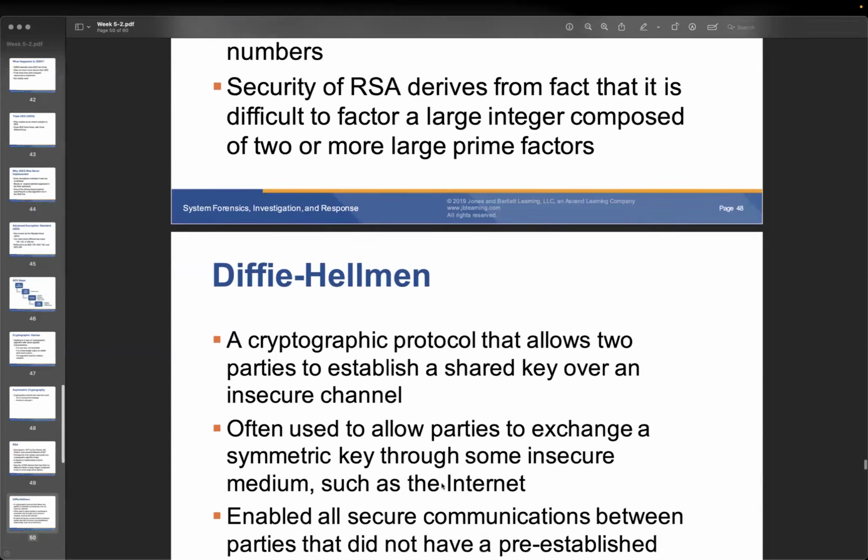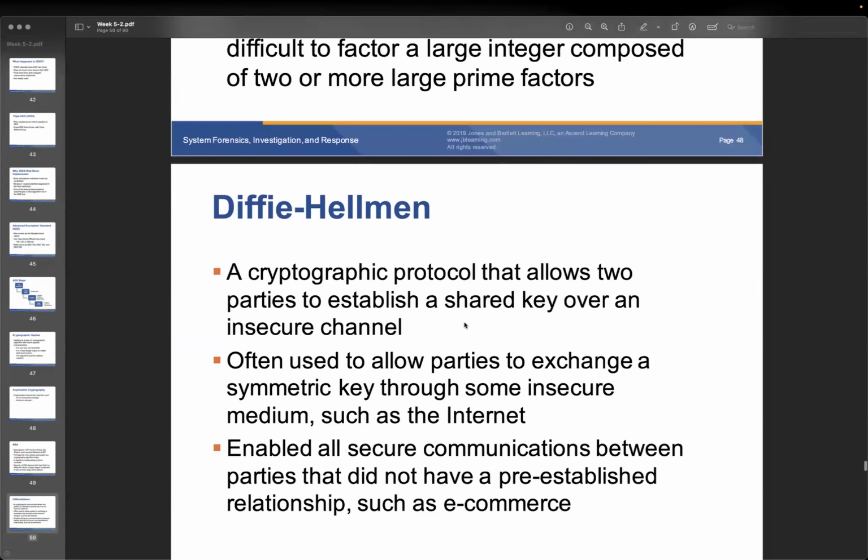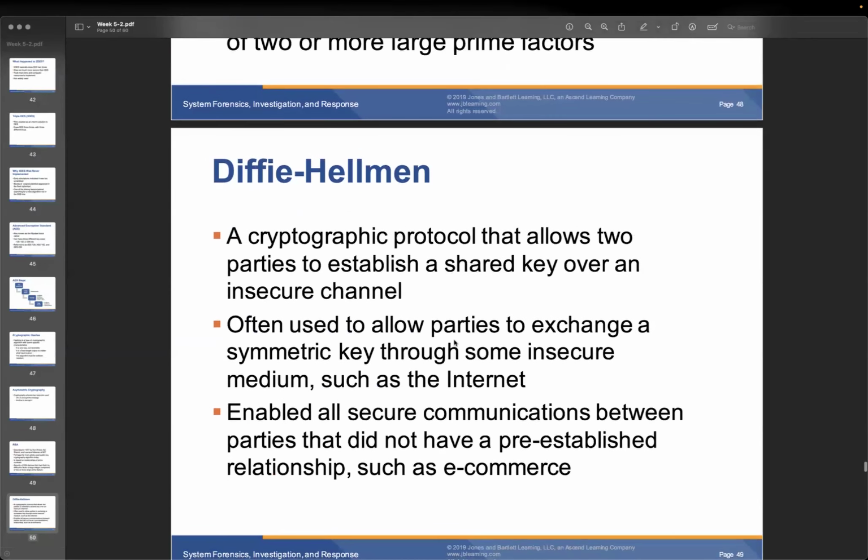How it develops, like Diffie-Hellman, is a cryptographic protocol that allows two parties to establish a shared key over an insecure channel. So it can be used to allow the parties to exchange a symmetric key through insecure media like the internet. It actually happens before we use the key.